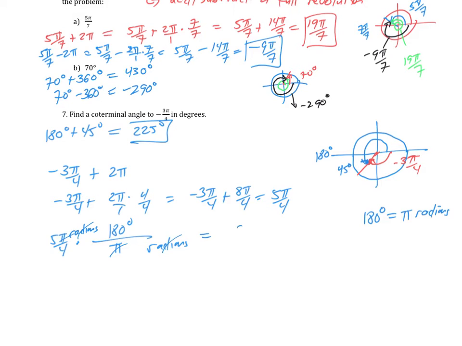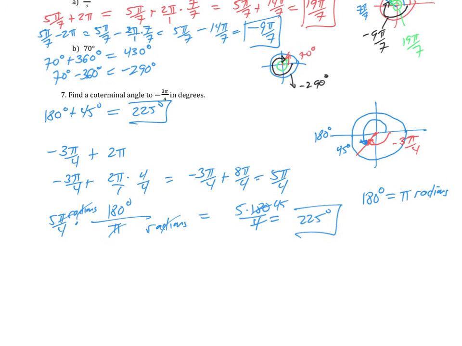So that leaves us with 5 times 180 over 4. 180 divided by 4 is 45. So this is 5 times 45, which is 225 degrees, which is the same thing that we got just using logic from the unit circle. We could do the same thing. We could subtract 2 pi if we wanted to and find another negative coterminal angle. I'm not going to do that, but that would be another possible answer.